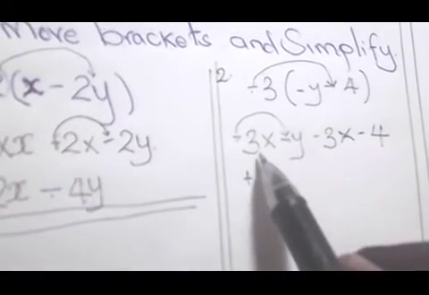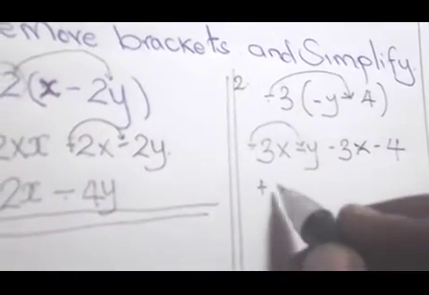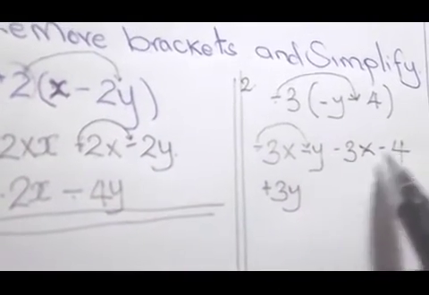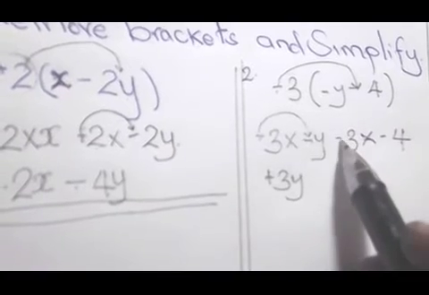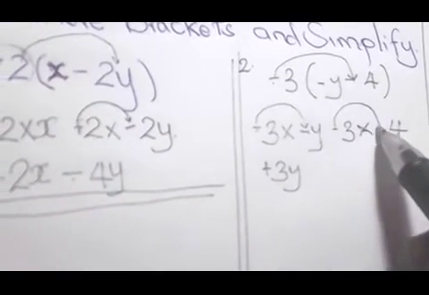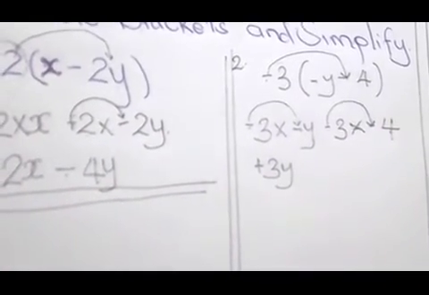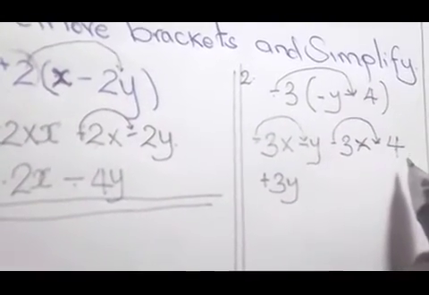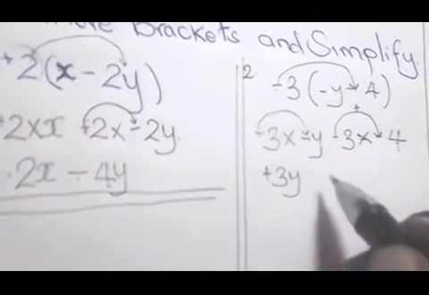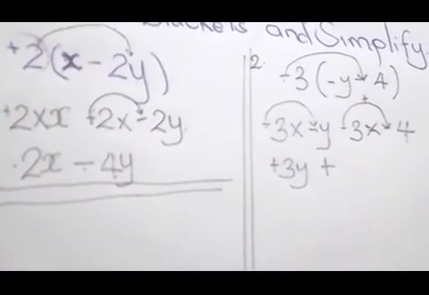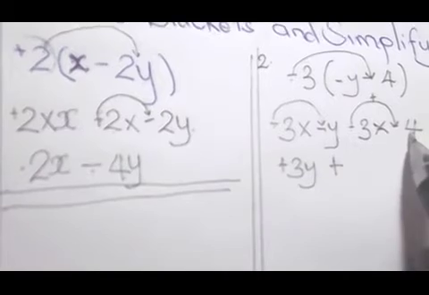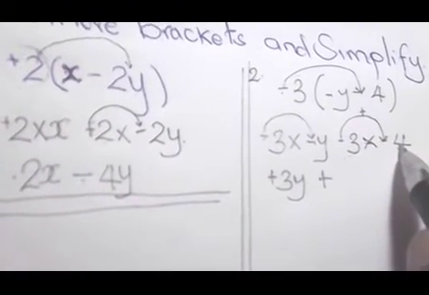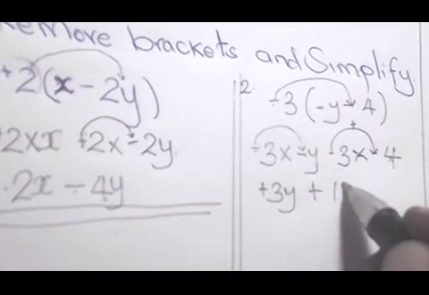So we multiply the terms. 3 times y, we get 3y. Then we come to this. We simplify this also. Negative times this negative. What's the product there? Remember we said negative times negative is a positive. So this will be a positive. Then multiply these numbers, 3 times 4. What do we get? We get 12.